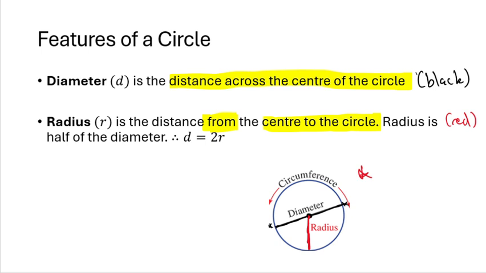Now the radius is always half the diameter. So let's say you're given the diameter and you need to find the radius instead. Just divide the diameter by 2. It's pretty straightforward.